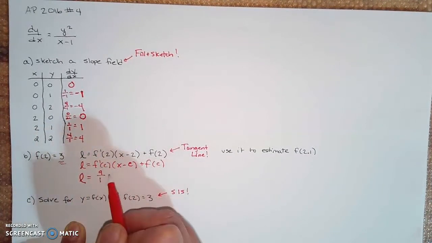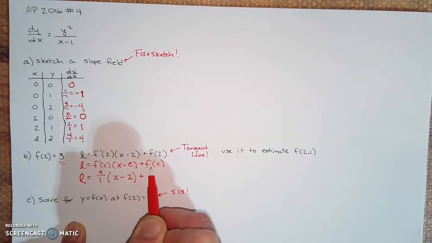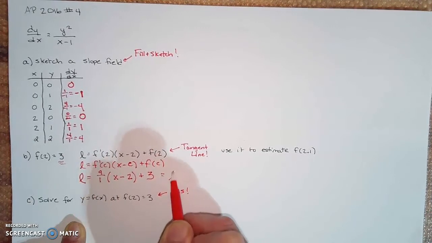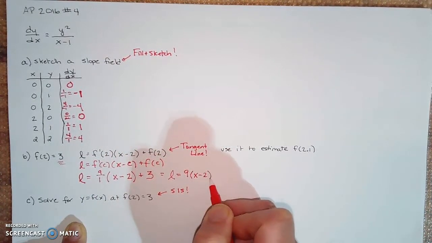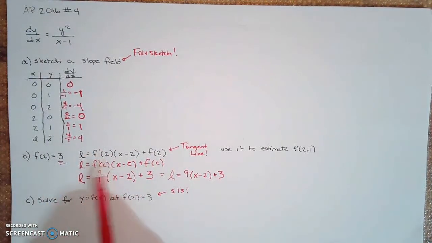I'll write it as 9 over 1 here, times (x minus 2), that's our x value, plus the value of f at 2, which is 3. So I can leave it like that. That's the equation for my tangent line: y equals 9(x minus 2) plus 3. So let's say you were doing this problem and had no clue where to get the slope from, the f prime. Just make it up. Fill in the 2 and the 3 for x and y, and make the other part up.